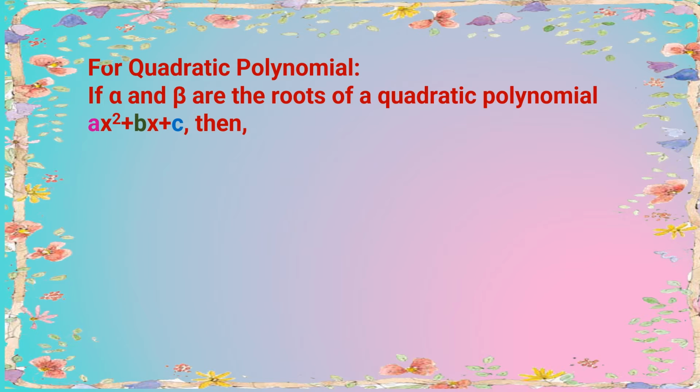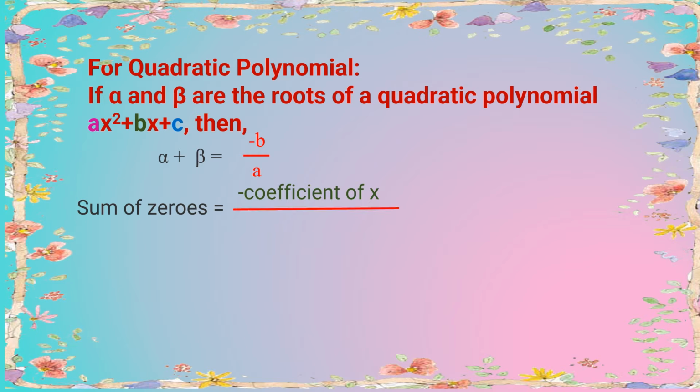plus c, then the sum of the roots, alpha plus beta, is equal to minus b by a. The sum of the zeros is equal to minus b, that means minus the coefficient of x divided by the coefficient of x square. Now, the product of the roots, alpha into beta, is equal to c by a. So, the product of the zeros is equal to c, which is nothing but the constant here, isn't it?